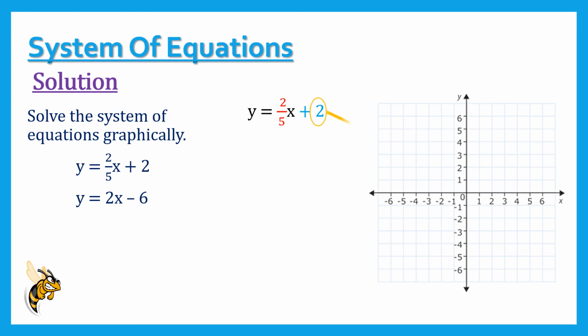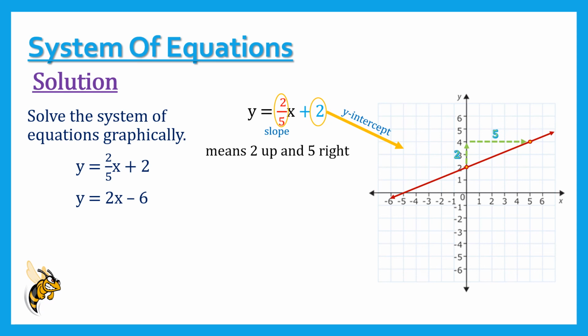I'm going to go ahead and put my y-intercept on my y-axis. I'm going to take my slope and figure out what it means. It's positive 2, so it's 2 up, and it's positive 5, so 5 to the right, and that's from my y-intercept. And then I'm going to place the point, use my straight edge, and draw a line.